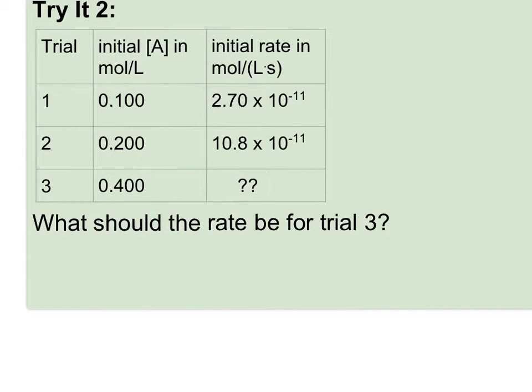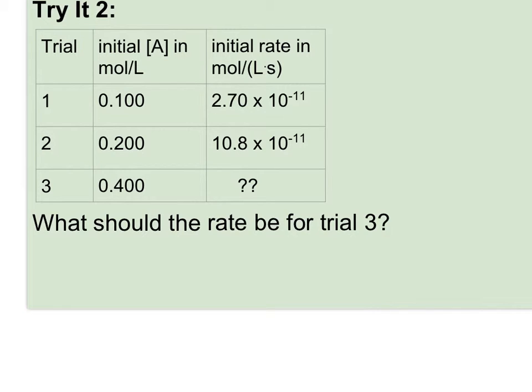In this one, I've given you information, and I want you to determine what the initial rate should be for trial 3 based on the information you've been given. So again, I encourage you to pause and try this on your own. When I look at this data, I look at trials 1 and 2 and see that A has been doubled. Now there may be other reactants that affect this, but we're only concerned about A in this case, so we can assume all other things are being held constant, the other reactants if there are any, the temperature, etc.